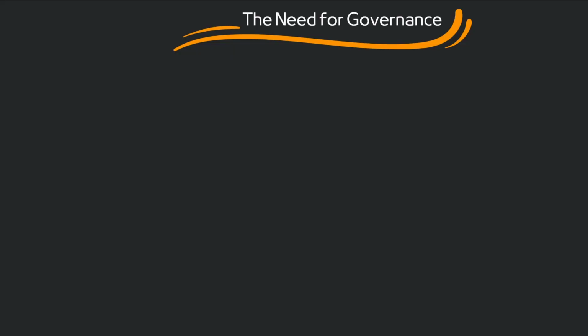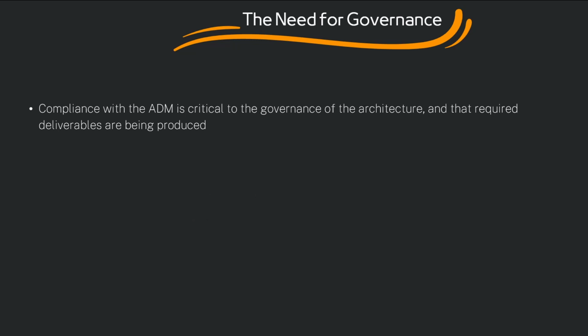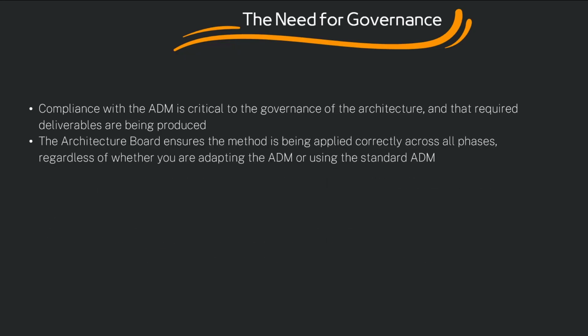Let's talk about the need for governance. Compliance with the ADM is critical to the governance of the architecture, and to ensuring that required deliverables are actually being produced as they should be. The architecture board plays an important role in ensuring that this method is being applied critically across all phases of the ADM, regardless of whether you are using the out-of-the-box ADM or you have adapted it.